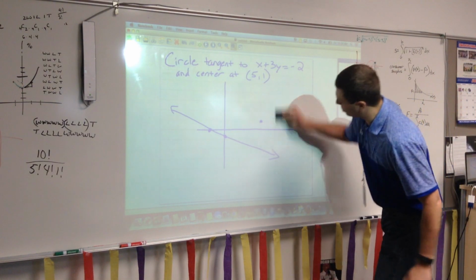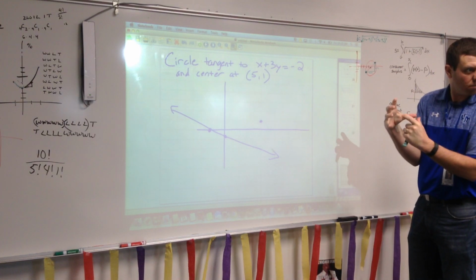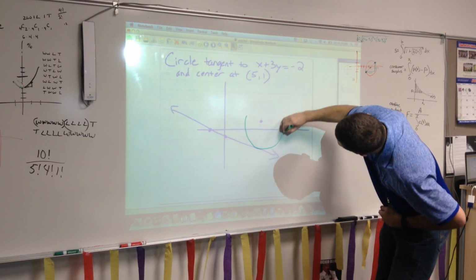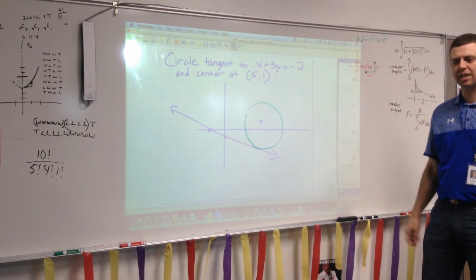So what do I need to do to that circle? Make it graze it at one location. So I might need to shrink it just a little bit from what I had. So it needs to be something like this, give or take. I know that's not quite in the center.